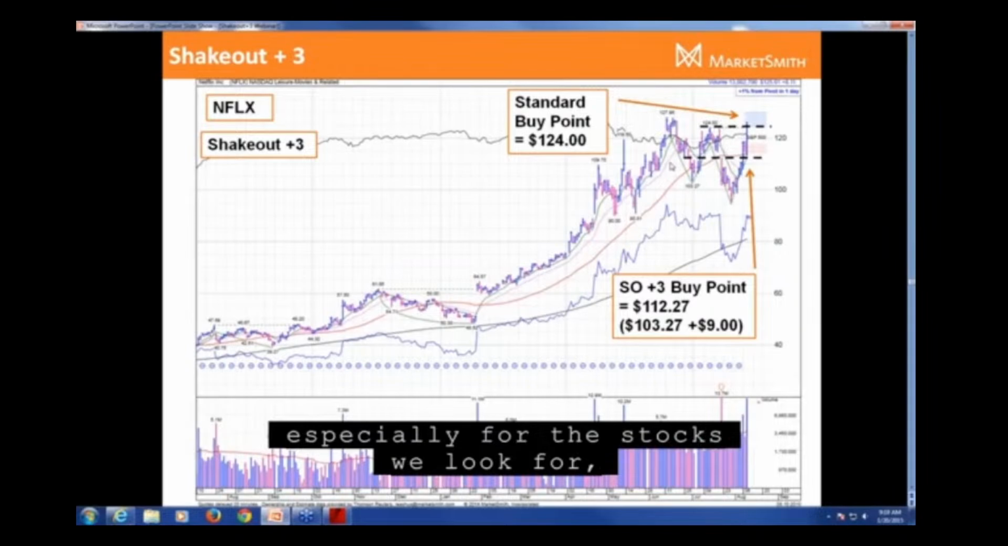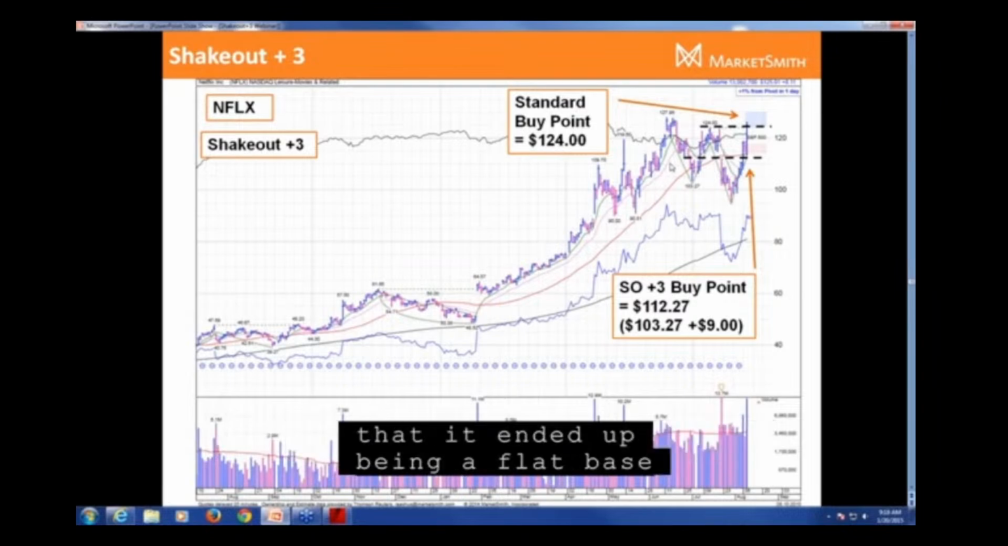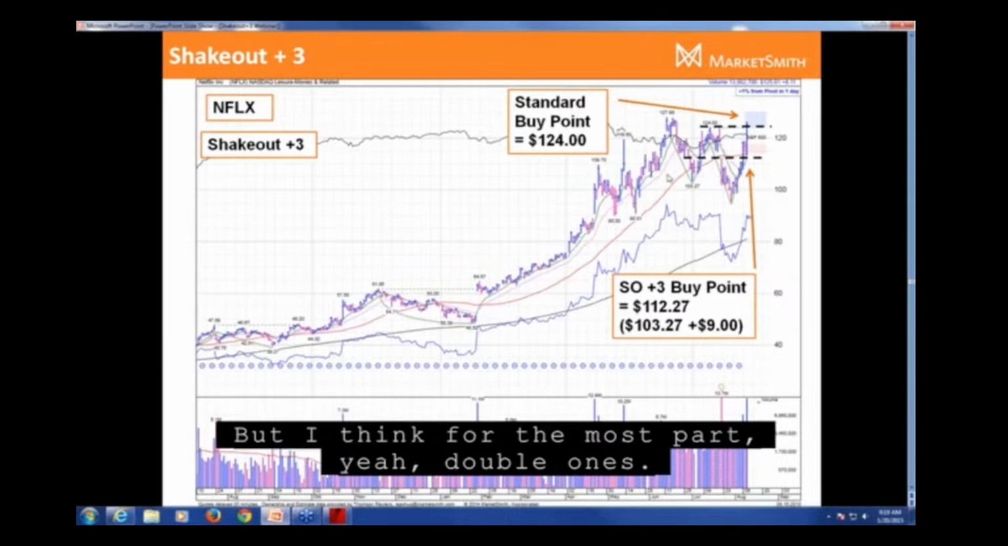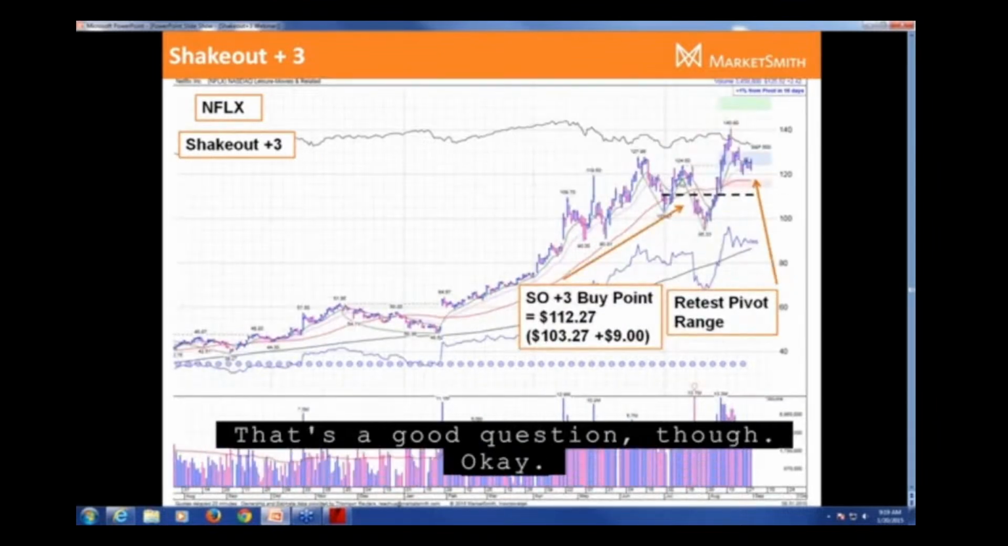So yes, you will see it for the most part, especially for the stocks we look for, because in the end, it's going to form some kind of base. Now, there are probably some examples out there that ended up being a flat base or something like that. But I think for the vast majority of the examples we've seen, they're double bottoms. That's a good question, though.